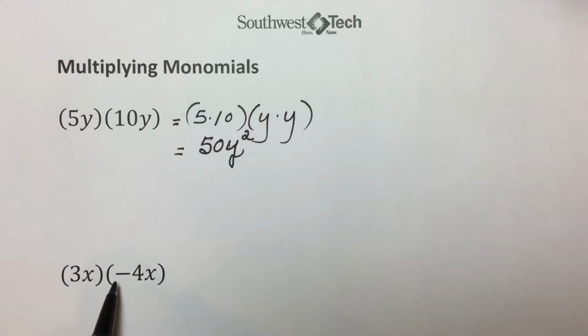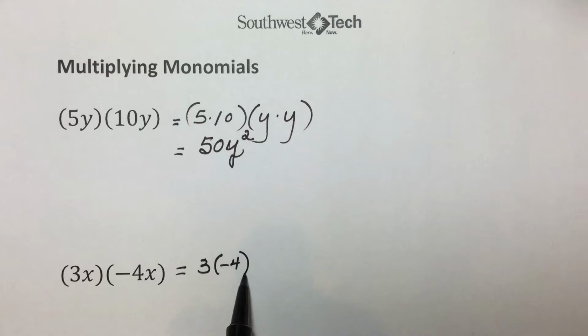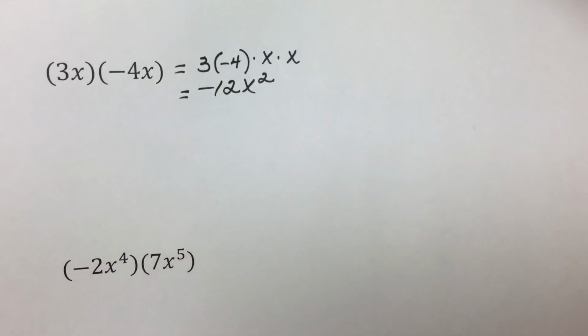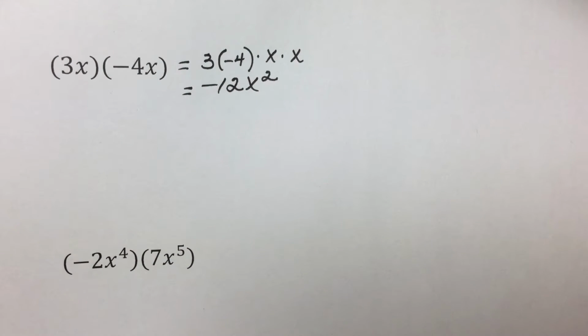In this next example, very similar, we'll multiply the coefficients together using the associative property. Since this is all multiplication, we have 3 times negative 4 times x and x. Simplifying, a positive times a negative is negative 12. X times x is x squared. In this next example, same procedure.